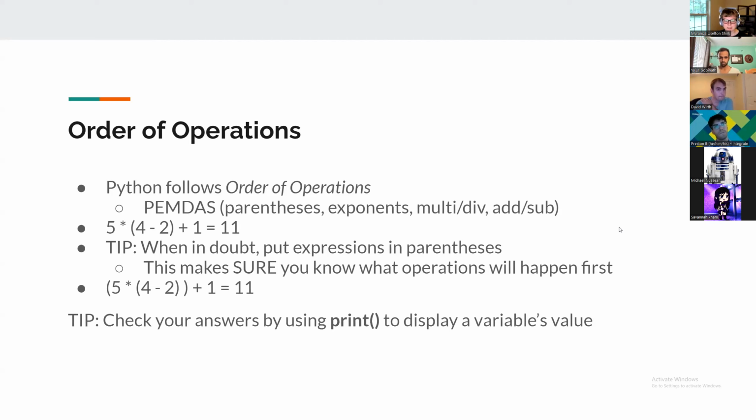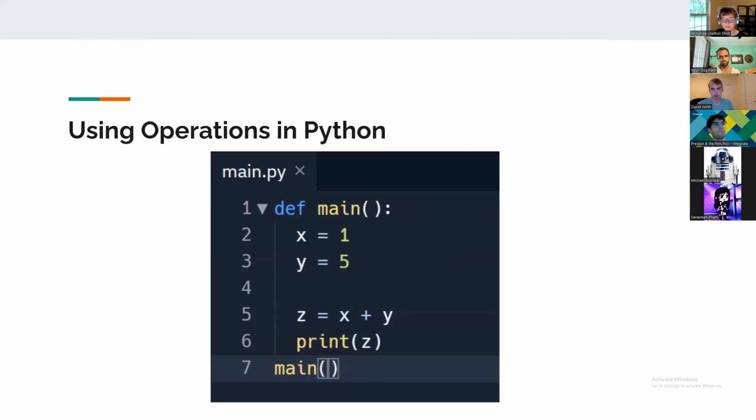So one tip though, like I said, when in doubt, put your numbers in parentheses. That makes sure that you know what operation will happen. If you have double parentheses, you do the inner one first. So you do 4 minus 2, then 5 times that answer, and then plus 1. I like to add parentheses to everything, just so I know exactly what Python is going to be doing, just in case for some reason I forget how to do order of operations. And then another thing, like I said, use print. If you're not sure what the answer will be, or you just want to check, use print and print that number.